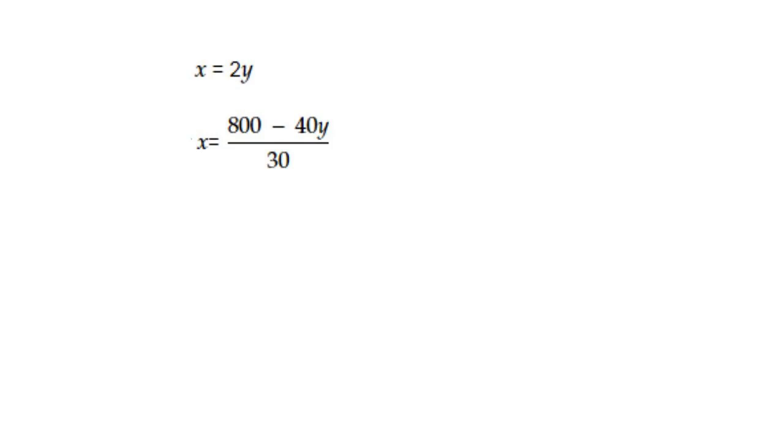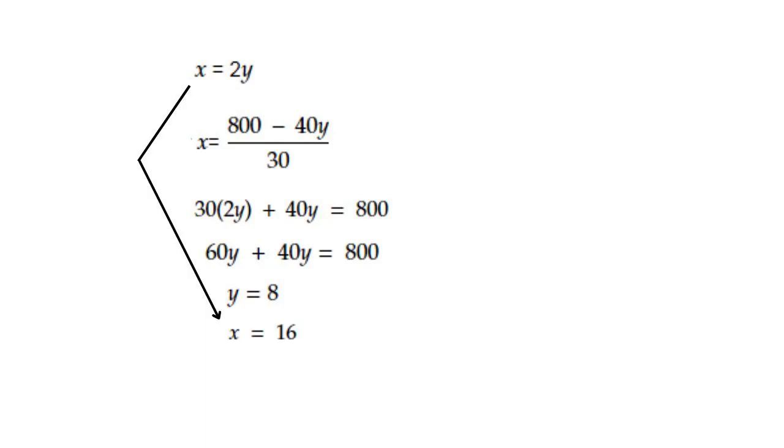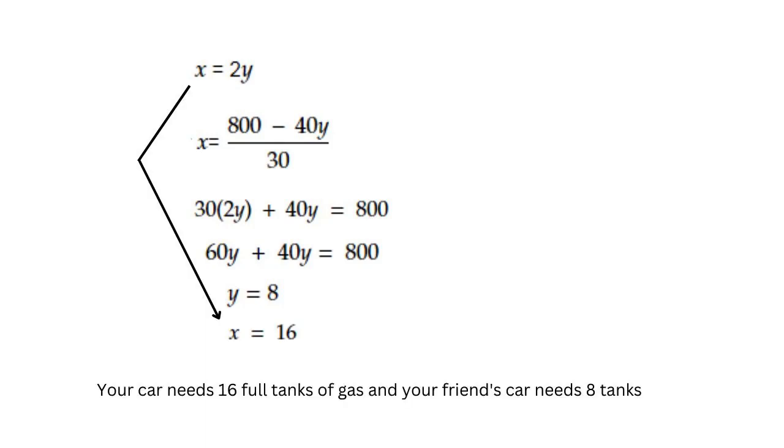Doing this substitution, we get 30(2y) + 40y = 800, which works out to 100y = 800, giving the value of y as 8. And since x equals 2y from equation 2, we get the value of x as 16. Your car needs 16 full tanks of gas and your friend's car needs 8 tanks.